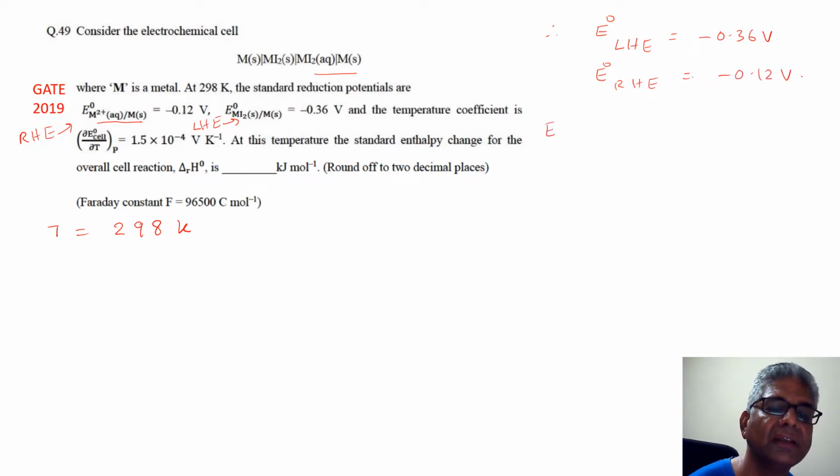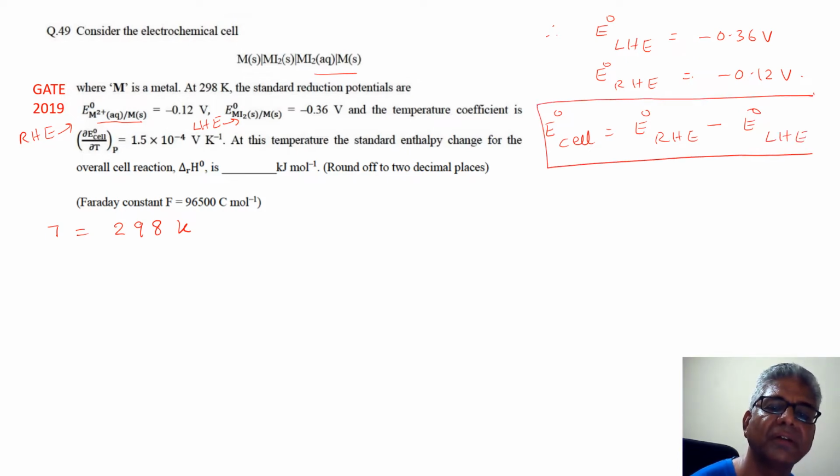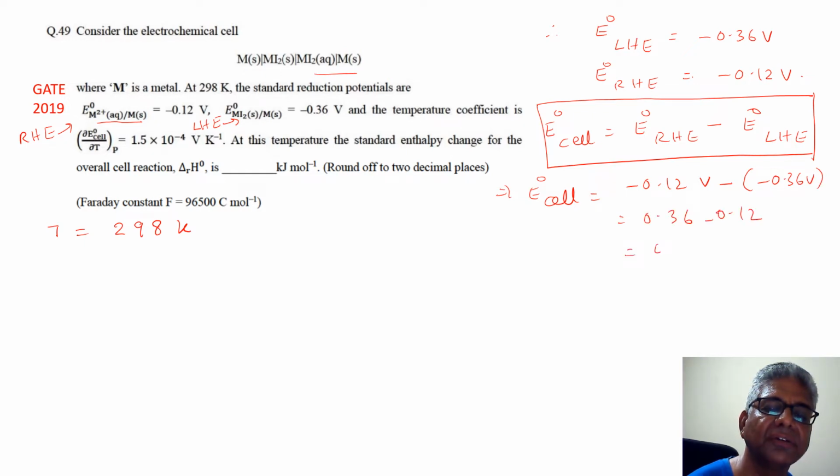And we know that E0 of the cell is equal to the reduction potential of the right hand electrode minus the reduction potential of the left hand electrode. So this is the formula for the E0 of the cell. Therefore E0 of the cell becomes equal to minus 0.12 volt minus of minus 0.36 volt, that is equal to 0.36 minus 0.12, which is 0.24 volt. Therefore E0 of the cell is equal to 0.24 volt.